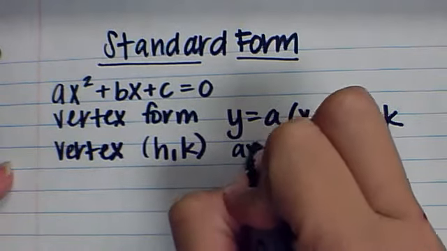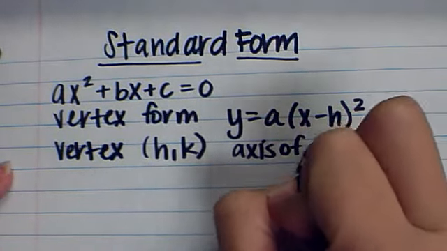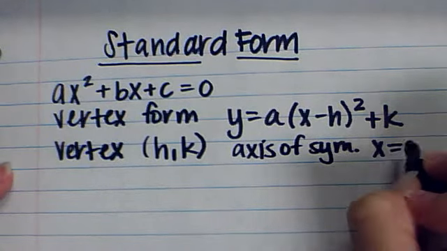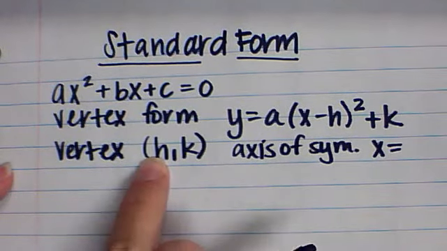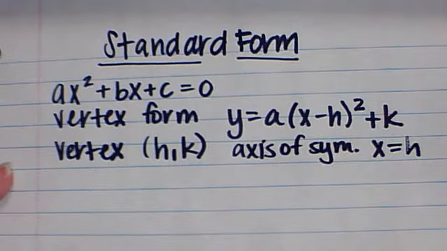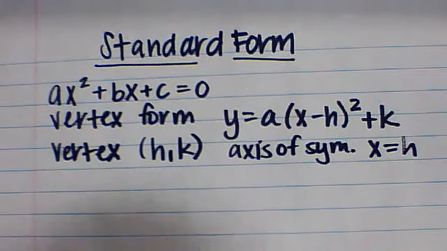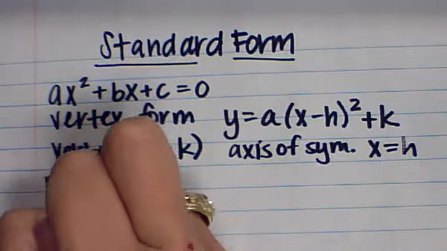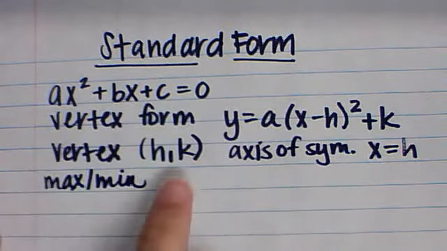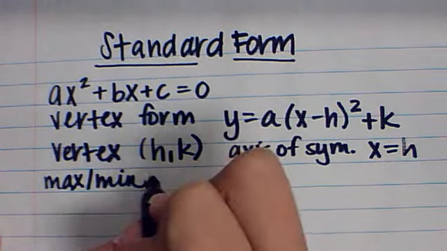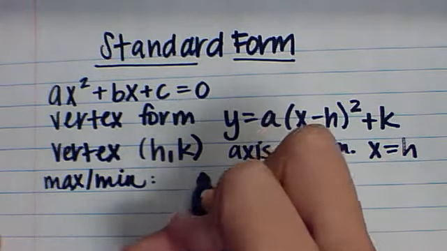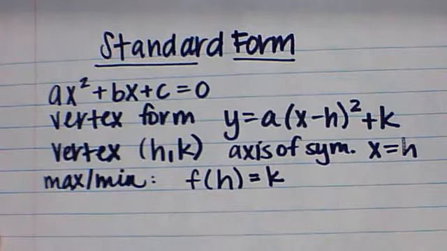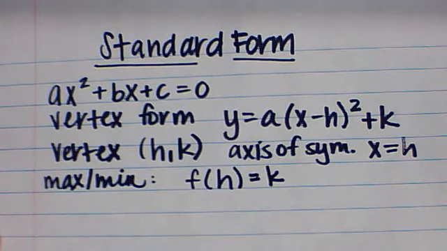That's for the vertex. For the axis of symmetry, remember we learned about that on Monday. That's just x equals the x value from the vertex, so x equals h. You just pull that all straight from the equation. To find where the maximum or the minimum occurs, on your vertex, you're going to do f of h equals k. Okay, and we'll see more of that in practice here in a second.